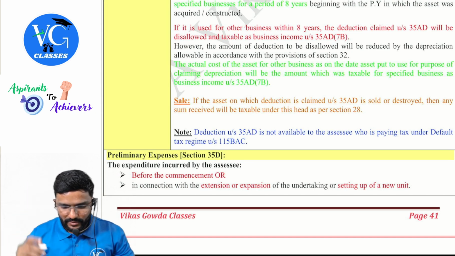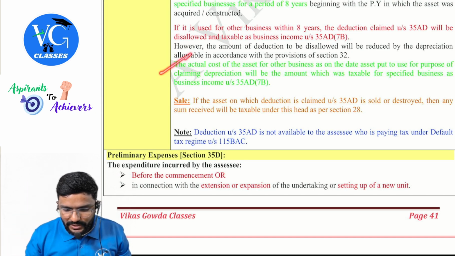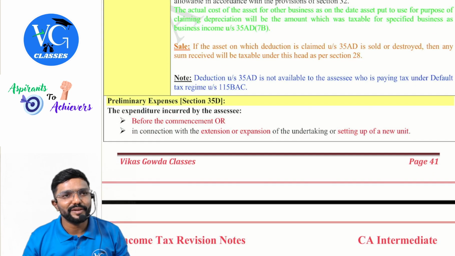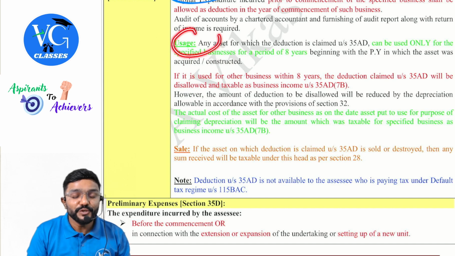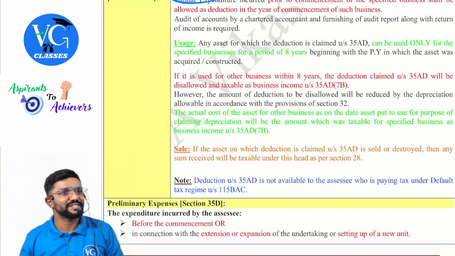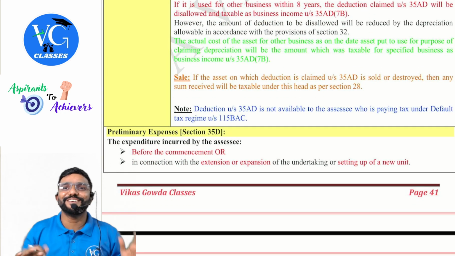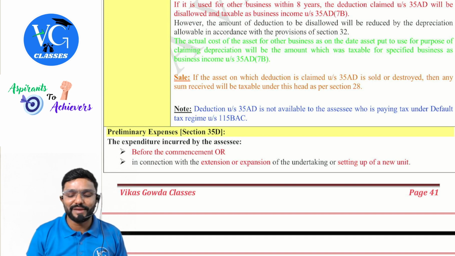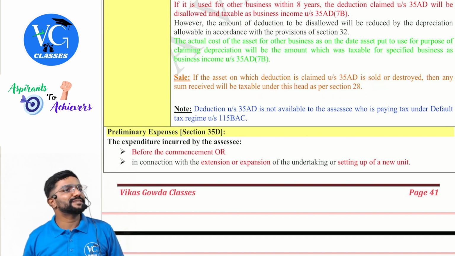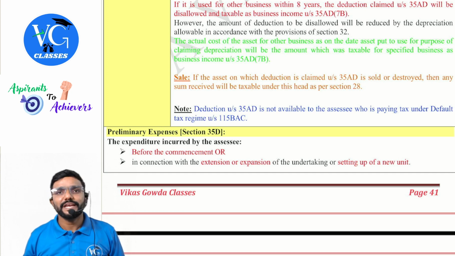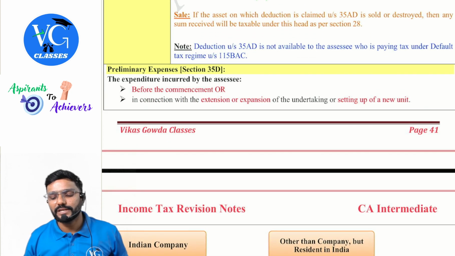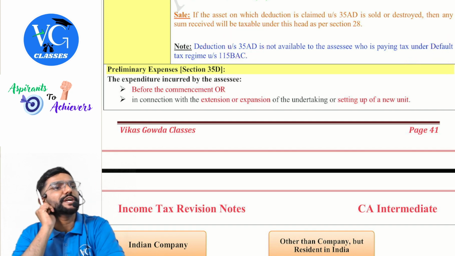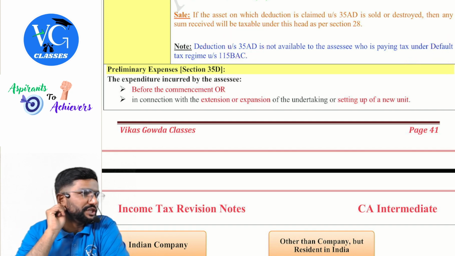Okay. Next, the actual cost of the asset, which I already told you guys, will be 1 crore 70 lakh as per my example. Sir, this is when it is used for non-specified business. Sir, what if I have sold the asset only? Then the entire sale value will be taxable as business income as per section 28. And section 35 AD deduction is not allowed for the assessee who is following the default tax regime.